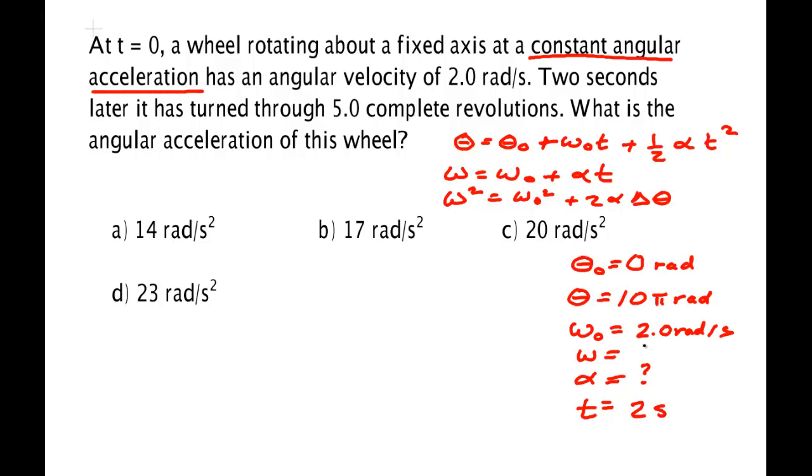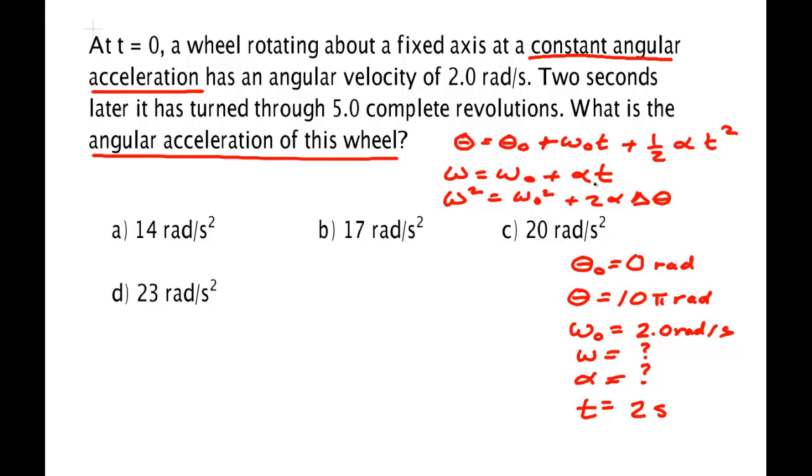We have 2 unknowns and 3 equations. So there's 2 things that they could ask you. They could ask you the final speed, and they could ask you alpha. All right, let's see what they want to know. They want to know the angular acceleration of the wheel. They want to know alpha. So any equation that has alpha will work.